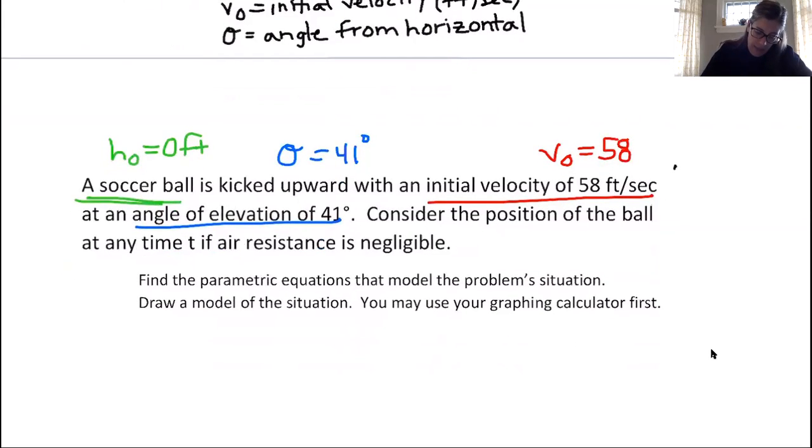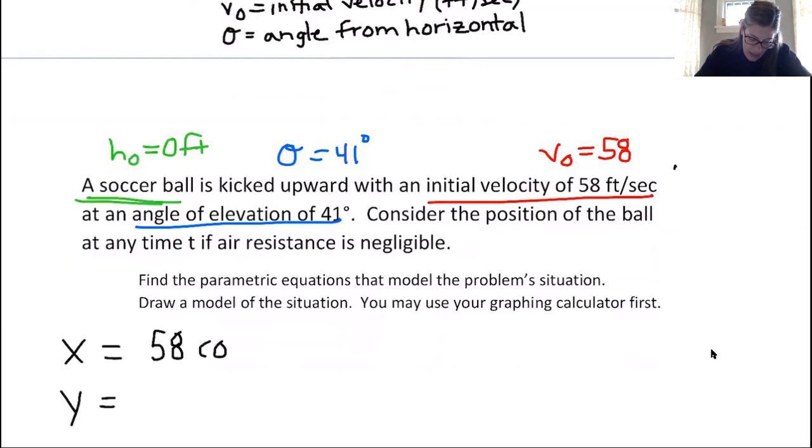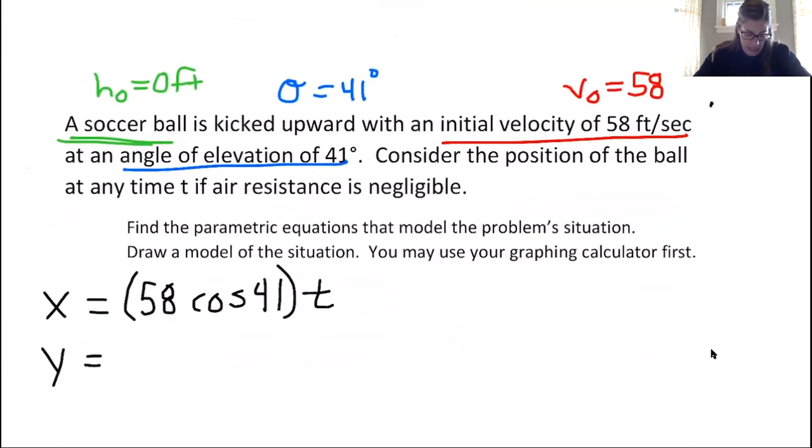Okay, so now I can write my equations. That's going to be one for x and one for y. So the x is going to be for horizontal distance and the y is going to be for vertical distance or height. And that's going to look like 58 times the cosine of 41 and then t. And I like to just protect that with a set of parentheses because that's really just like a number. If you type it into your calculator, you get some decimal. So some number times t.